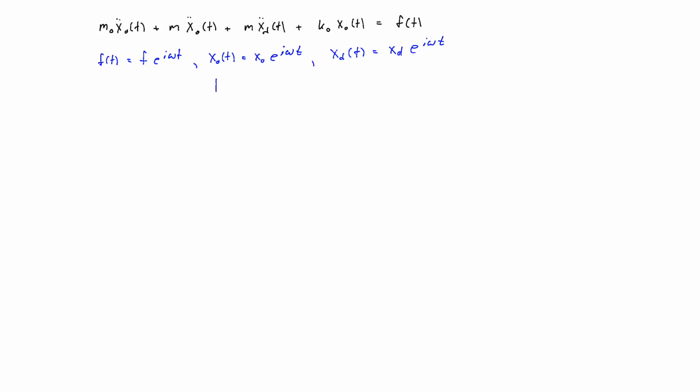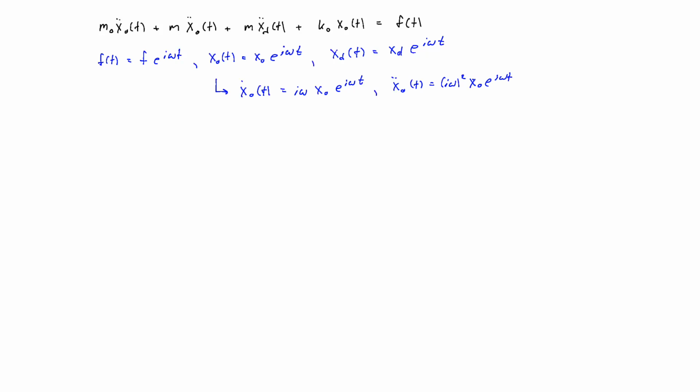Let's consider x0. So when we differentiate x0, we need to differentiate the argument of the exponential function, which gives us i omega, and then x0 exponential function e to the i omega t. And if we differentiate once more, we get the acceleration. That gives us another i omega.